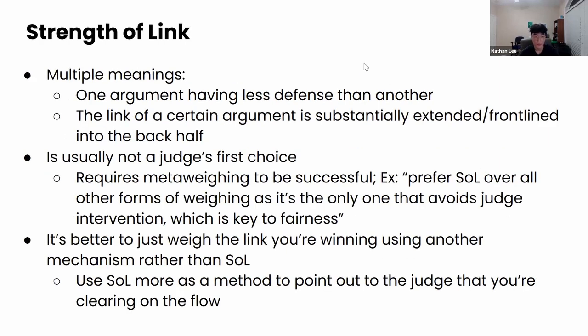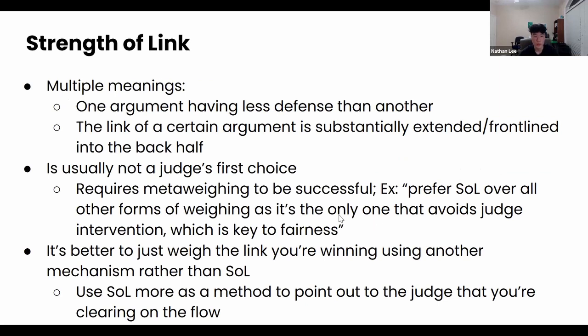All right. Then is strength of link, which is a little bit more complicated than general weighing mechanisms, and it can have multiple meanings. But usually we'd refer to strength of link to say that one argument has less defense than another, or that the link of a certain argument is substantially extended from the front line into the back half. So this is basically a method of telling the judge that you're clearing on the flow compared to your opponents, and it's a great way to prove that even if the weighing debate, which is arguably biased, is skewed towards the opponents, you're just being the better debater, and is a reason that you should vote for you. All right.